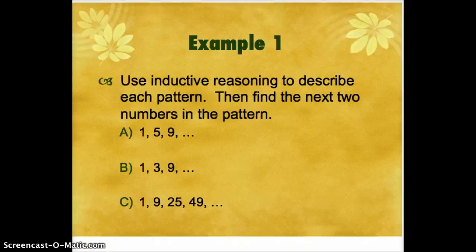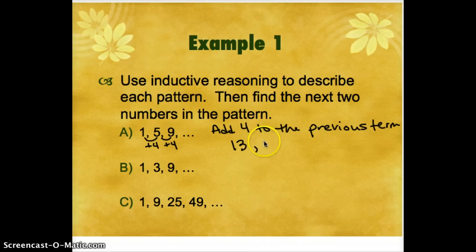Okay, so in the first pattern it goes 1, 5, 9. I might notice this looks like it could be an arithmetic sequence because I'm adding 4 each time. So my description of the pattern that I originally see is add 4 to the previous term. And if I look at that, then I'm going to think that the next 2 numbers are going to be 13 and 17.